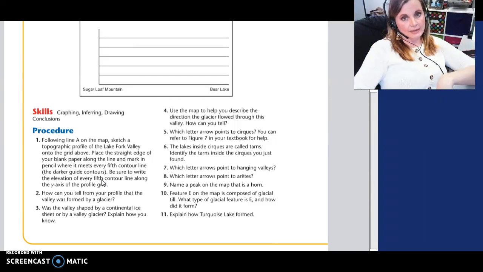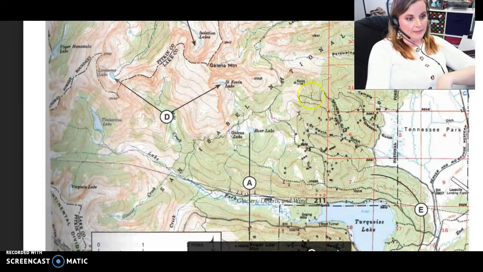So here, because it's a mountain and we have glaciers that form high in the mountains and work their way down through these meltways, these valleys, to the lower elevations, it would be considered a valley or alpine glacier. Use the map to describe the direction the glacier flowed through this valley. How can you tell? So let's look at the map.